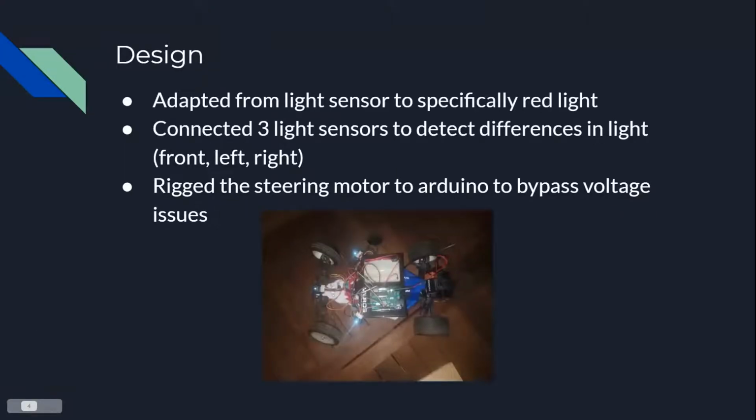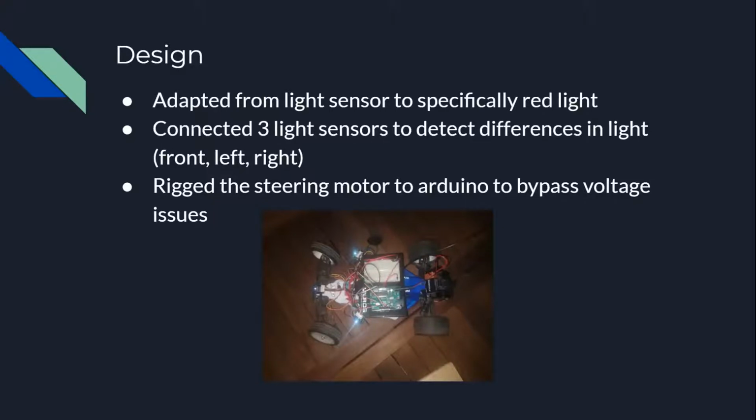So, as for our car, it was generally designed as an Arduino hooked up to three light sensors. The light sensors would make the car either turn right, turn left, or go straight, depending on which one had the highest amount of red light.